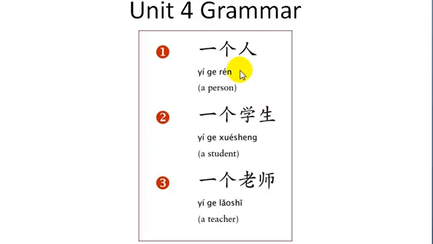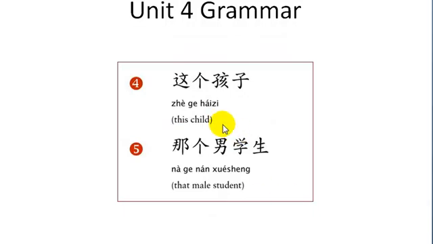So here's an example of how 个 is used as a measure word. 一个人, a person. 一个学生, a student. 一个老师, a teacher. Here's a couple more examples. 这个孩子, this child. 那个男学生, that male student.